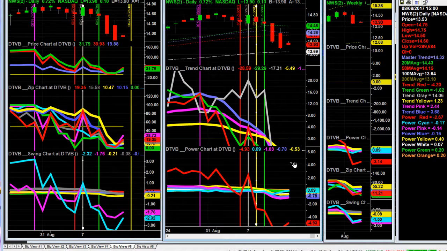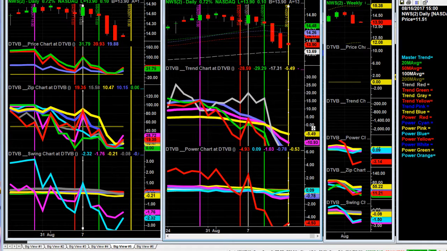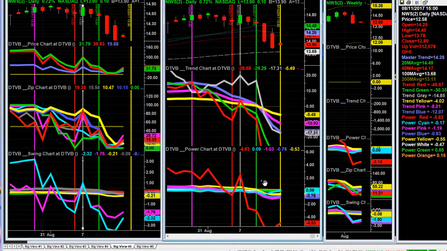When it crosses under 0 on the vertical yellow line day, that's telling us that it's going to be going down. And on the green vertical line day, the power red is showing us that we are in a low angle up, and this is basically going to be a next day up pattern.